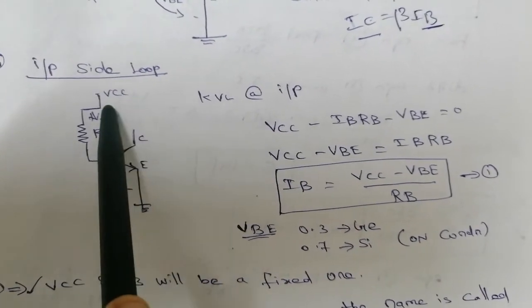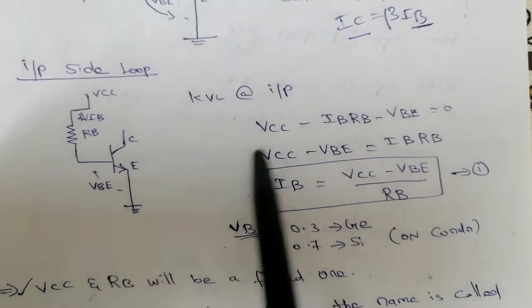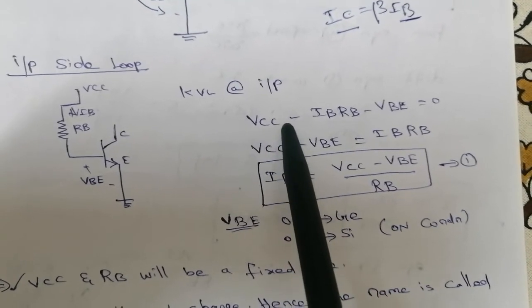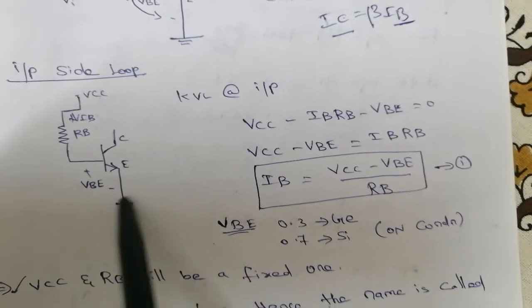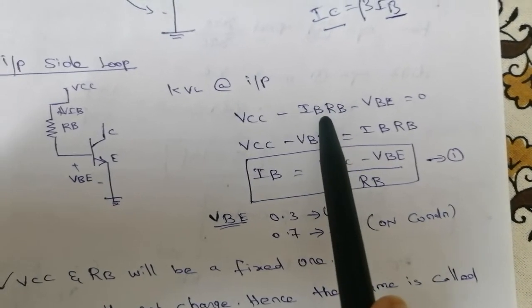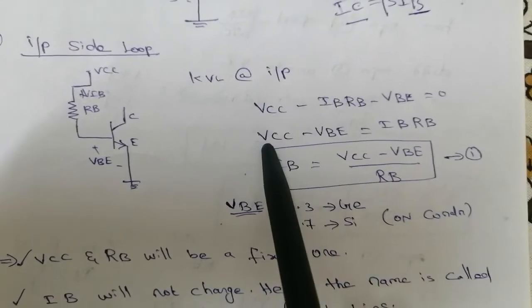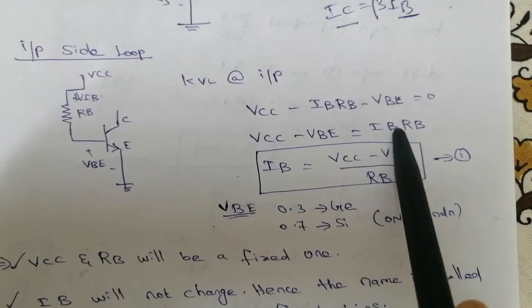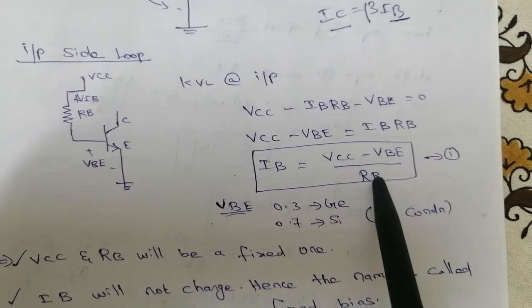So VCC minus IB RB minus VBE equal to 0. Applying KVL, we get the equation VCC minus IB RB minus VBE equal to 0. From that equation we can find the base current IB. So VCC minus VBE equal to IB RB. So from that, IB equal to VCC minus VBE divided by RB.